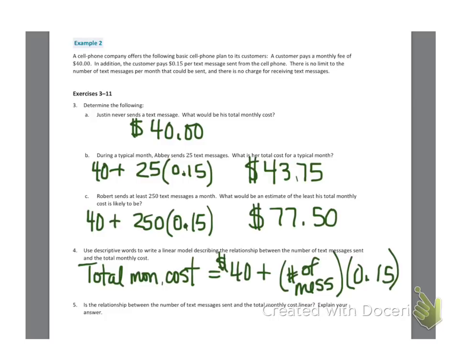All right, so let's answer number 5 now. Is the relationship between the number of text messages sent and the total monthly cost linear? Explain your answer. Well, we have an equation for this. It's an exact equation, and I could use variables here to make it really clear. 40 plus, now if I use x for the number of messages, 0.15 times x, I can see that that is a linear function.